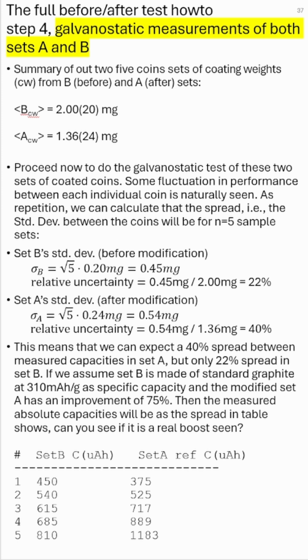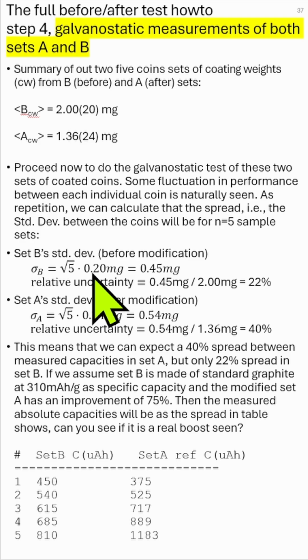So now we continue doing the galvanostatic test. We start to see that there is a fluctuation in capacity performances between the coins. And this is expected, and statistically that spread should be correlated to the standard deviation of our set of 5 coins. And we can calculate the standard deviation and see if it matches the result on the potentiostat. So the standard deviation will be square root 5 times larger than the standard error.